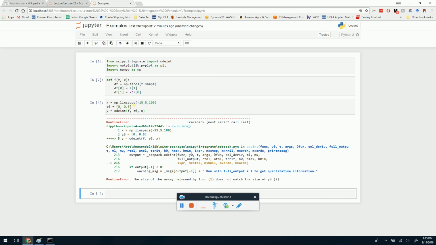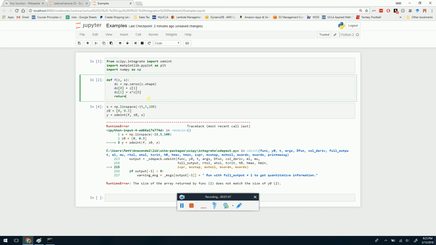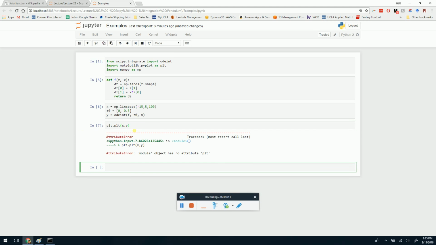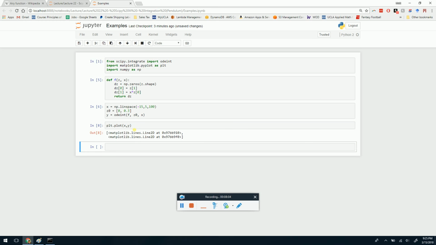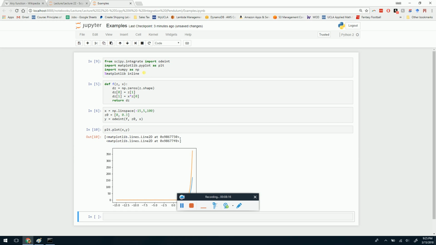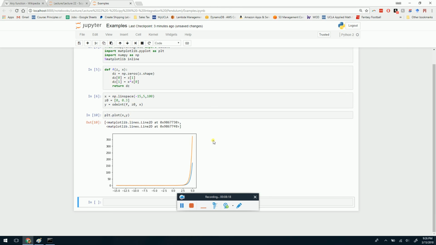Oh, we need to return something. How about that? Return dz. And maybe that was the wrong order. So let's plot x versus y. Let's go ahead and turn inline on. %matplotlib inline. Much better. But we've got something wrong.